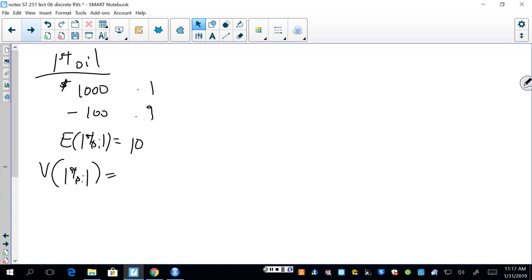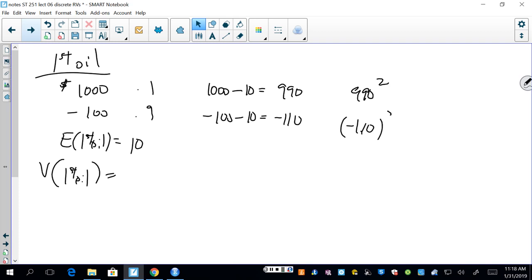Right, the formula says, take the value minus the mean. So 1,000 minus 10 is 990 up here. This one's negative 100 minus 10, which is negative 110. And we square those things, 990 squared, negative 110 squared, and multiply by the probability. So we want 990 squared times 0.1 plus negative 110 squared times 0.9, and that's going to be our variance. I'm not sure if I have that one exactly calculated, but let's get it on the computer, right?